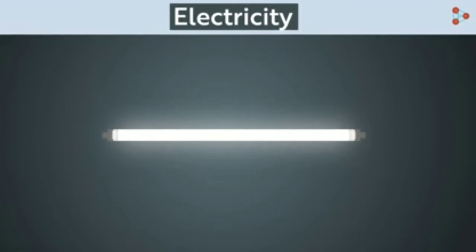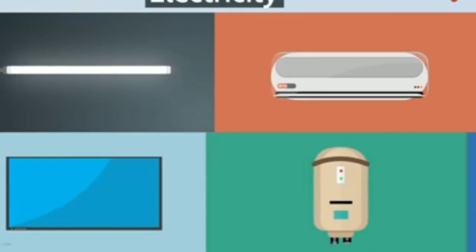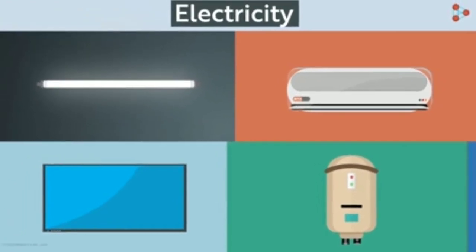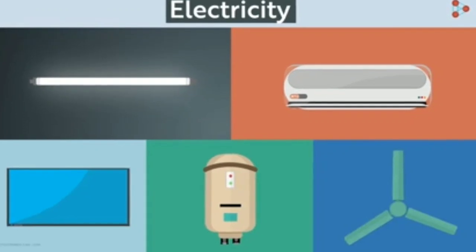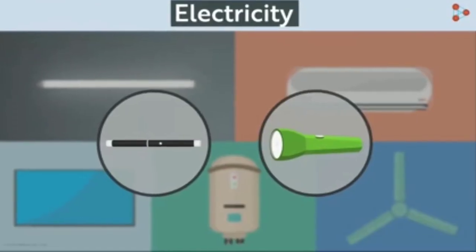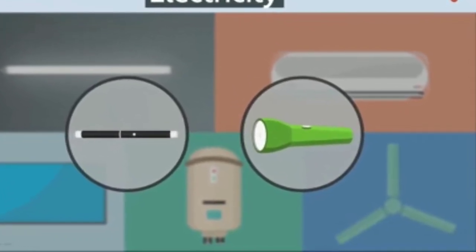You must be aware of the fact that the lights in our home run on electricity. They are not the only things that use electricity. Television, air conditioners, water heaters, fans, and so on also need electricity to function. Laser lights or even a small flashlight also work on electricity. Imagine our life without electricity in the world today. The discovery of electricity has helped to start a new revolution in the history of humankind.